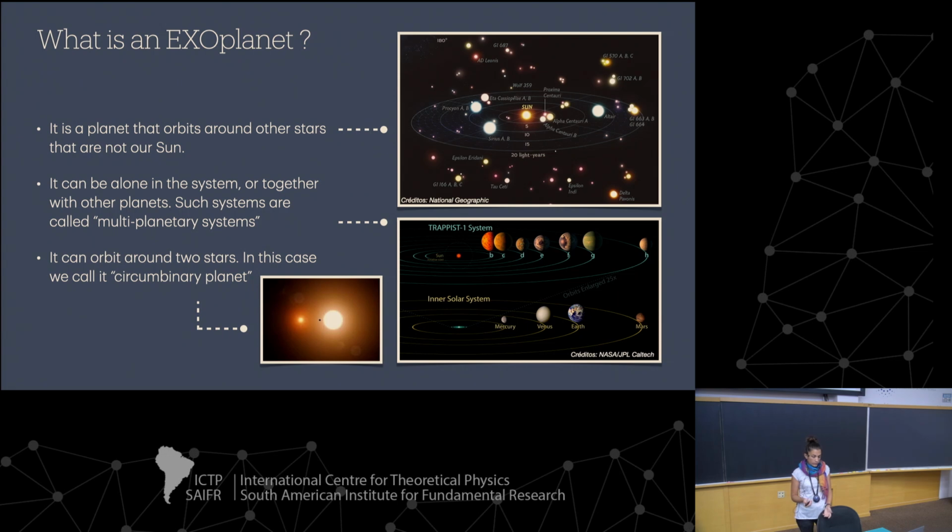And it can also orbit around two stars. In that case, we call it a circumbinary planet or circumstellar planet. We'll get more on that later.